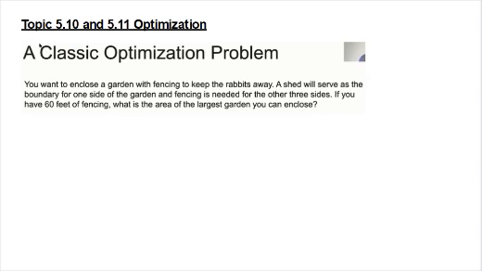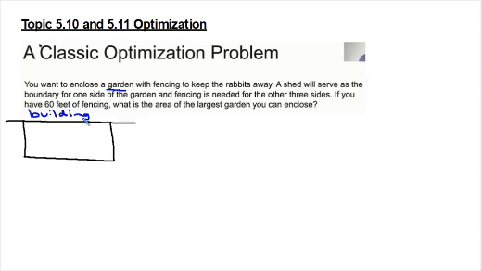You want to enclose a garden with fencing to keep the rabbits away. Good luck with that. A shed will serve as the boundary for one side, so we're going to have a building on one side, and fencing is needed for the other three sides. All right? So this up here is my building. If you have 60 feet of fencing, what is the area of the largest garden you can enclose?